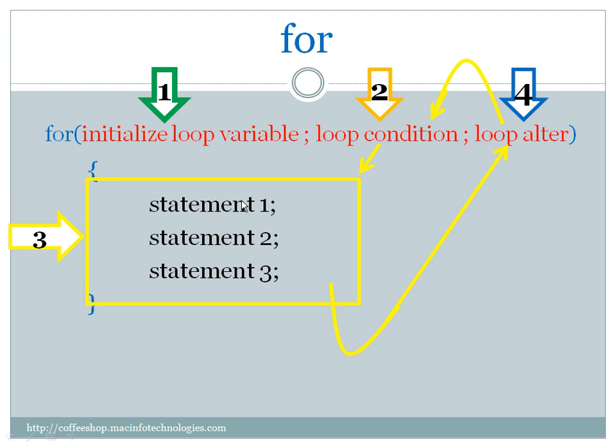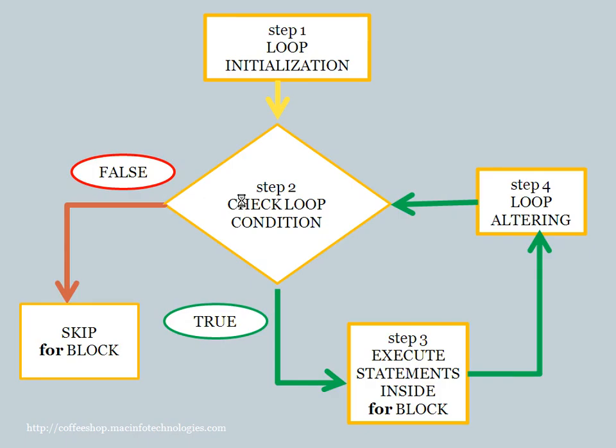So whenever the condition is false, the body of the for is not executed, all the statements inside the for block are skipped. If it's true, it's executed, and again the loop altering statement goes to step 4, and again it goes to step 2 and comes back to step 3 if the condition is true. This way the loop keeps on executing until the condition is false. Whenever we want to execute the same set of statements more than one time, we can use a for loop or any other loop. We'll see the for loop in this video.